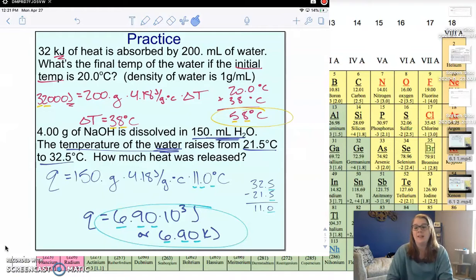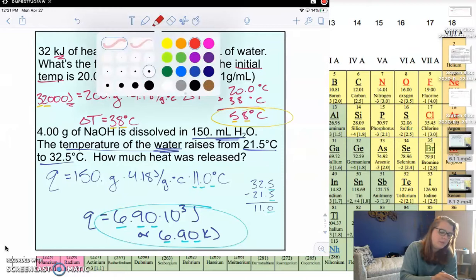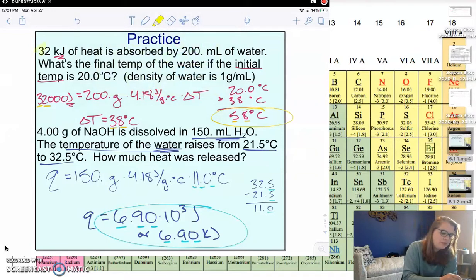There's a few things I want to highlight as you are going over your answers here. The first one being this. Notice how this was 32 kilojoules. Whenever we're using Q = mcΔT, it's always in joules, so you need to make sure that's converted to joules first. This was asking for what was the final temp.